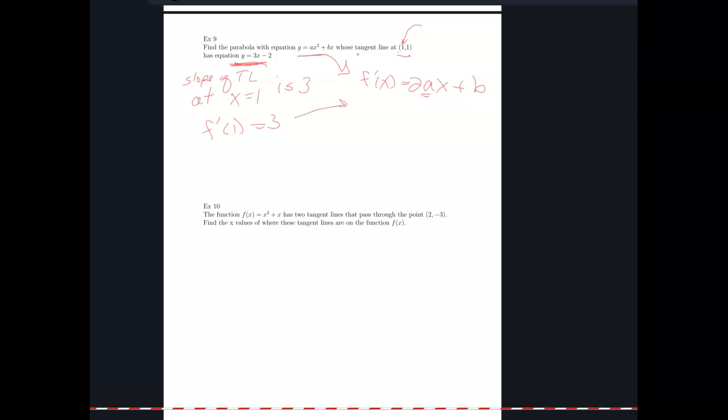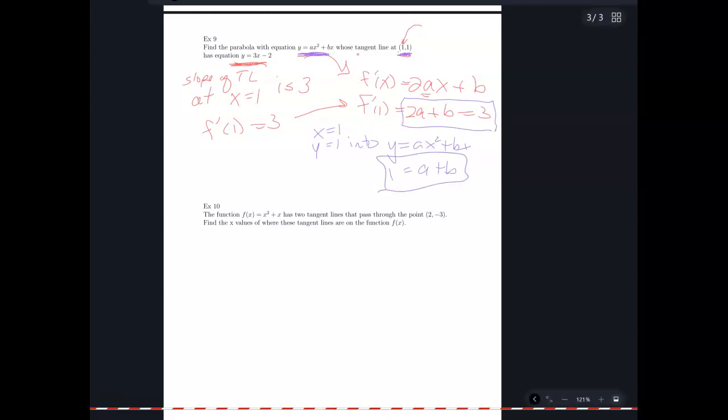So putting this in here, f prime of 1 means I'm going to plug in x equal 1, and then I'm going to set it equal to 3. Okay, that's one equation, and I'm going to have to find another equation. I think this point must be on this graph. This xy point has to be on that graph, so I'm going to plug in x equal 1 and y equal 1 into y equal ax squared plus bx. So I get 1 is equal to a plus b. All right, there's my other equation.